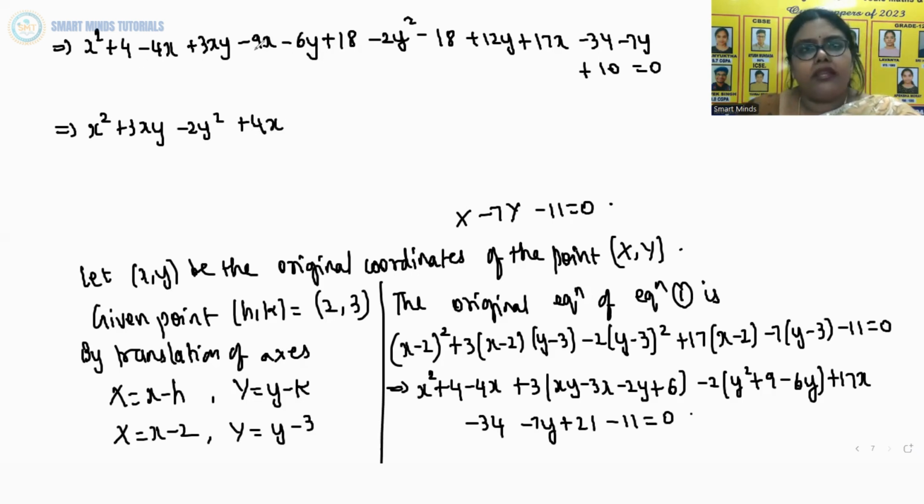Now you take the y terms. Minus 6y minus 7y is minus 13y. Minus 13y plus 12y is minus y. Now we take the constants. 4 plus 18 is, now here plus 18 minus 18 get cancelled. 4 plus 10 minus 34 is minus 20 is equal to 0. This is the original equation.